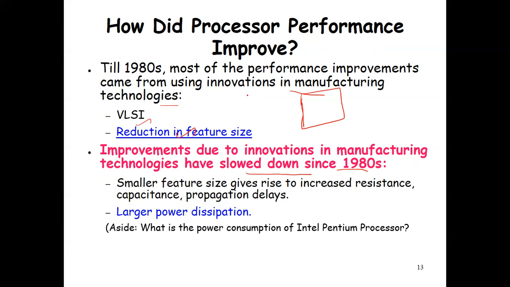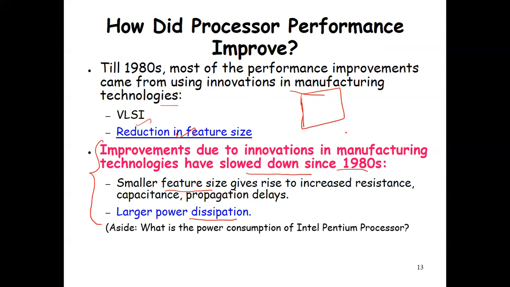If innovation happens in manufacturing technologies, it will result in smaller feature size. Smaller feature size gives rise to increased resistance, capacitance, and propagation delays, and larger power dissipation. So basically, after the 1980s, we are unable to improve the performance by innovation in manufacturing technology.